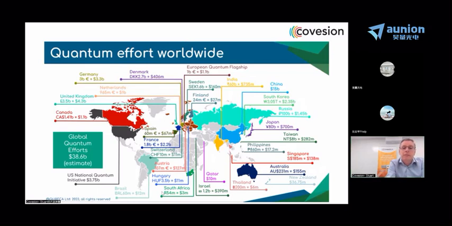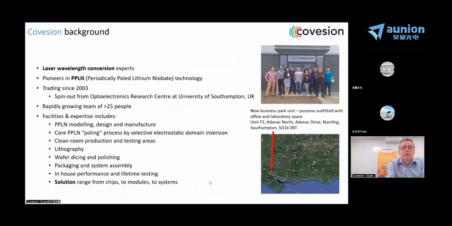So just a little bit of background about the company. Covesion as a company, we're experts in wavelength conversion of lasers. Our underpinning technology is PPLN, or periodically poled lithium niobate. We've been trading since 2003, so we've been in business for more than 20 years. The origin of the company is a spin out from the Optoelectronics Research Centre at the University of Southampton.